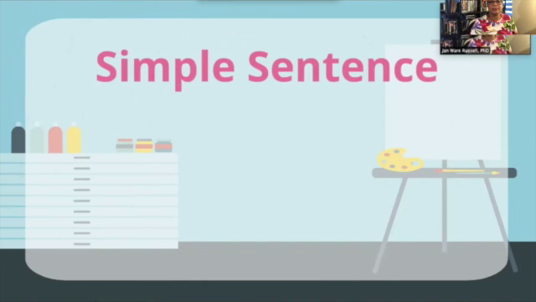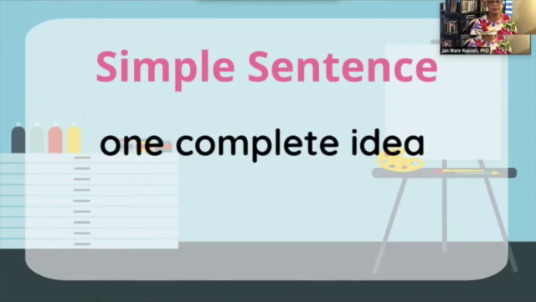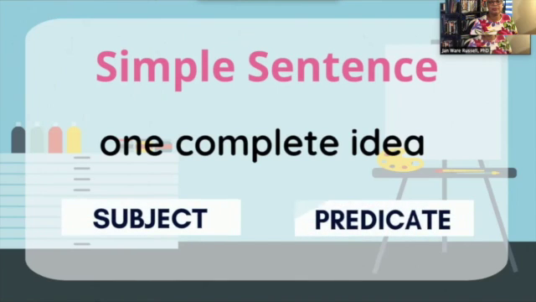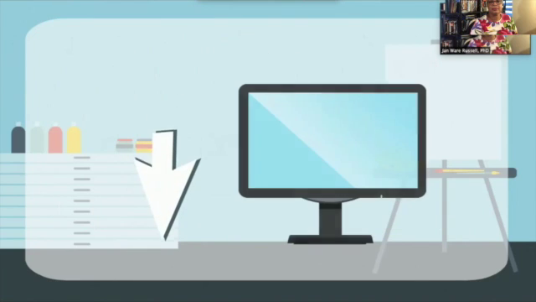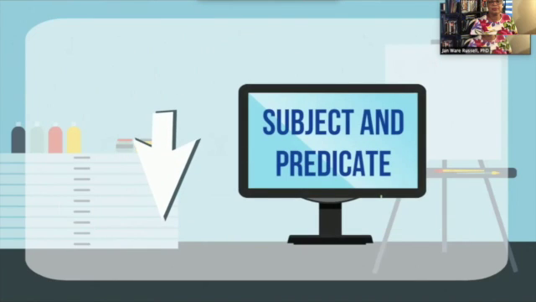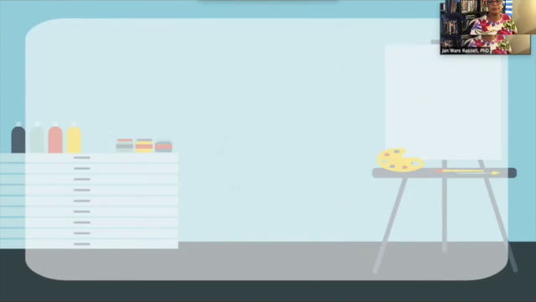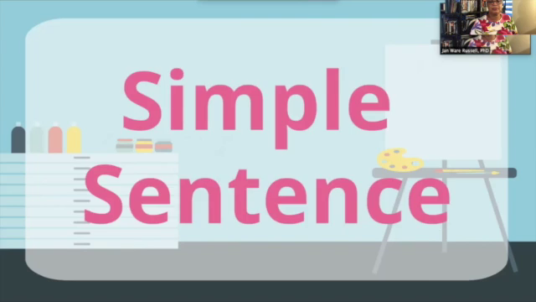What's a simple sentence? A simple sentence shows one complete idea, which means it has one subject and one predicate. If you want to watch the subject and predicate video, scroll down to the description box below and you'll find the link to that video. Assuming you know what a subject and predicate is, let's look at a few simple sentences.